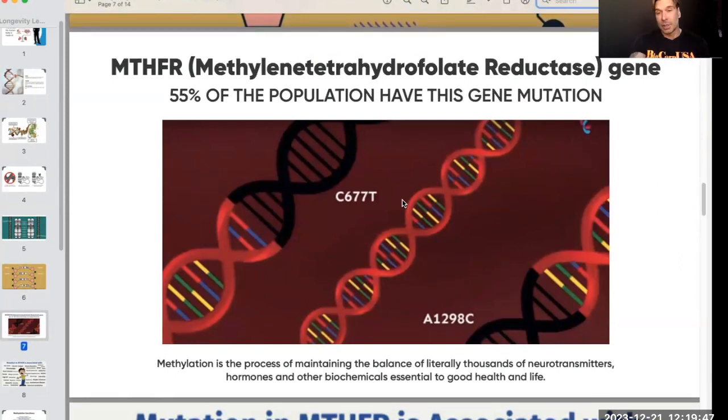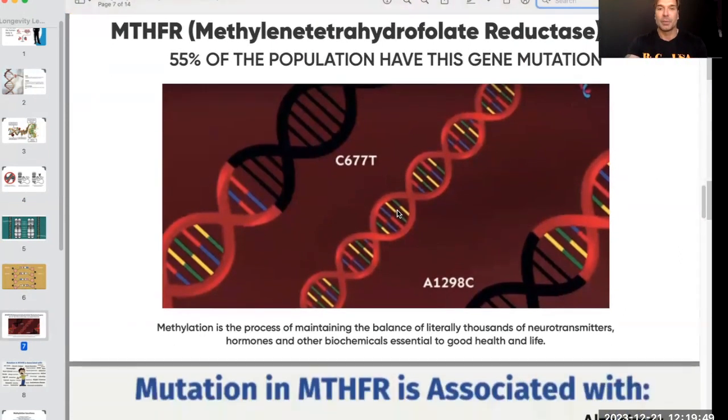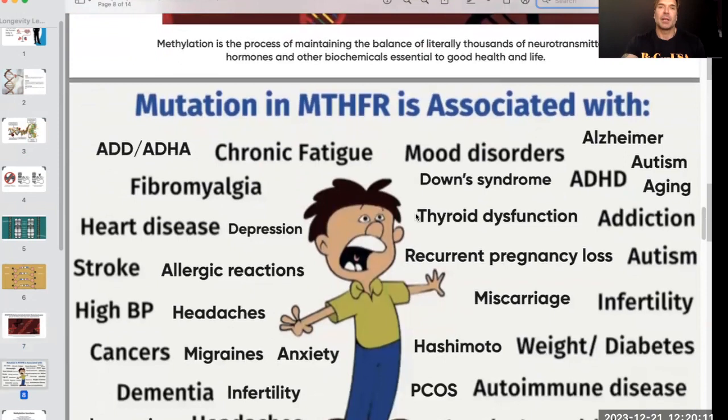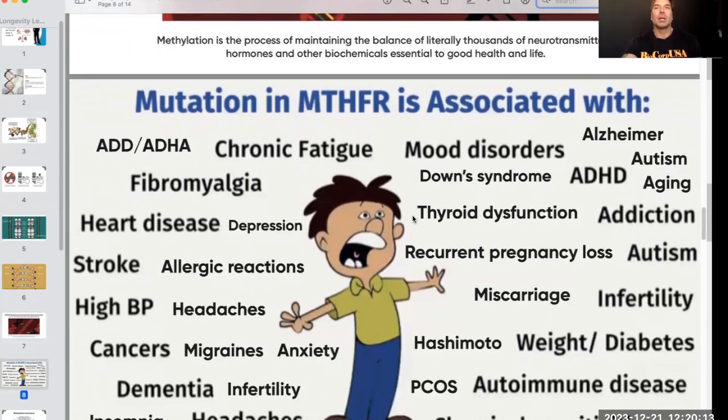All right, so here in the picture, you can see those two most common gene mutations, MTHFR mutations, the C677T and the A1298C. Now, you can inherit one from your parents, or worst case scenario, if both have it, then you might have both genes broken. And what does it mean when you have that MTHFR mutation?